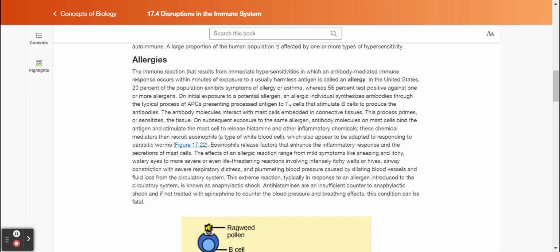The effects of an allergic reaction range from mild symptoms like sneezing and itchy, watery eyes to more severe or even life-threatening reactions involving intensely itchy welts or hives, airway constriction with severe respiratory distress, and plummeting blood pressure caused by dilating blood vessels and fluid loss from the circulatory system. This extreme reaction, typically in response to an allergen introduced to the circulatory system, is known as anaphylactic shock. Antihistamines are an insufficient counter to anaphylactic shock, and if not treated with epinephrine to counter the blood pressure and breathing effects, this condition can be fatal.